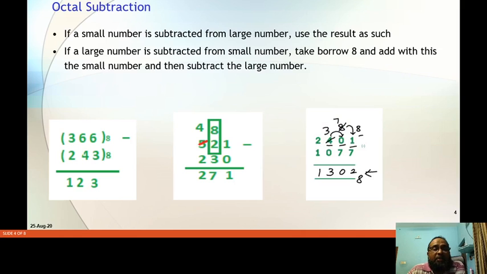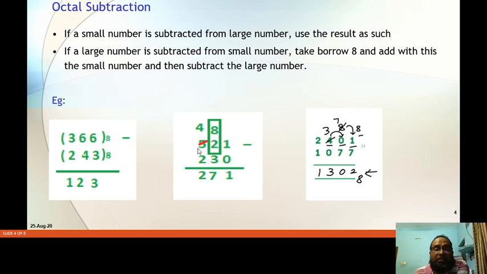Then comes the subtraction. In the octal subtraction, two things are there. If a small number is subtracted from a large number, then you directly get the result as an octal number. Suppose a large number is subtracted from a small number, then you have to take a borrow, add it to the small number, and then subtract. We will see the example. Here 366 minus 243. 6 minus 3, 3. 6 minus 4, 2. 3 minus 2, 1. All are valid octal numbers, so there is no issue.